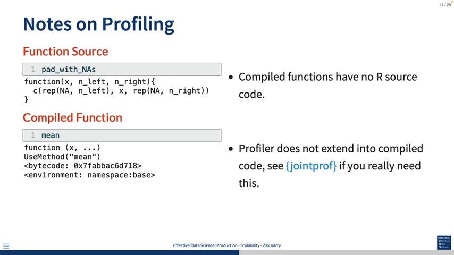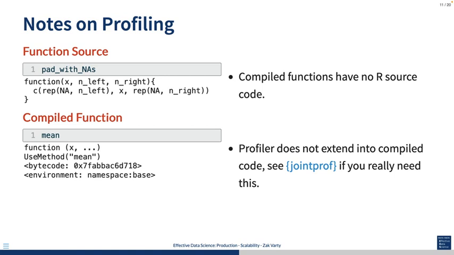A second thing to be aware of when trying to profile your code is that this will only go down as far as non-compiled functions. This is a distinction between two different ways that R can load a function. In our first example, like our pad with NAs function, it can be stored as literal R code. This is then evaluated as it's needed.